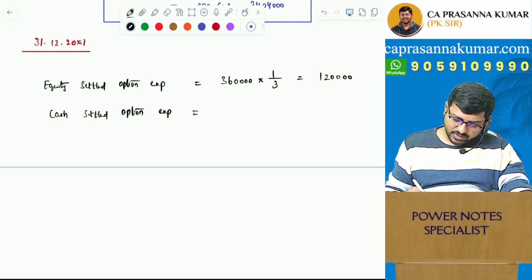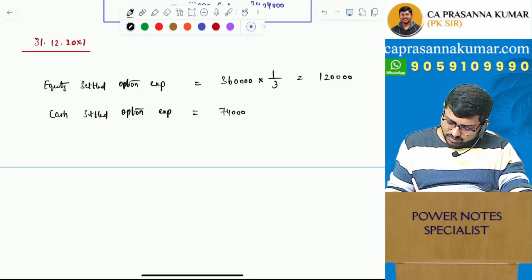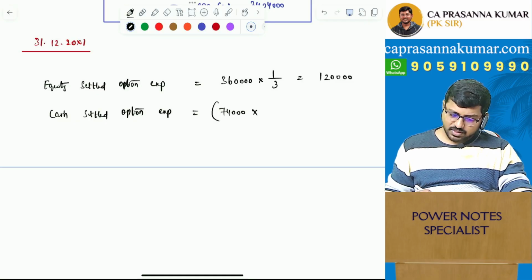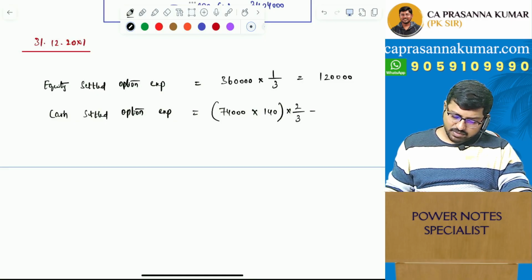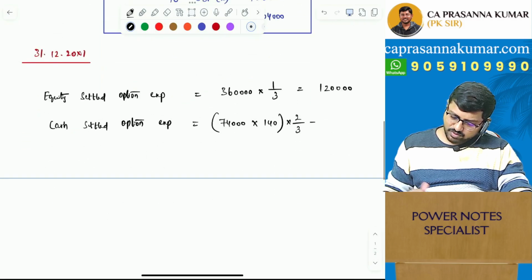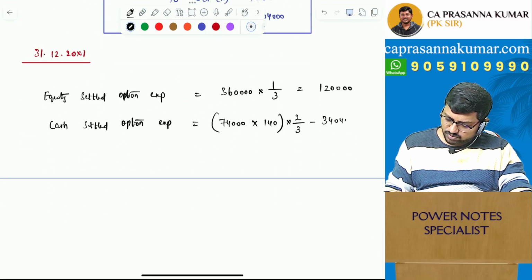Correct? Cash settled option expense for this particular year. What will you be doing? The number of options, which is 74,000, employees 1. So 1 into, not necessary, into latest fair value 140. Into vesting period completed is 2 divided by total vesting period is 3, minus previous year recognized expense, which is 34 lakh 4,000.